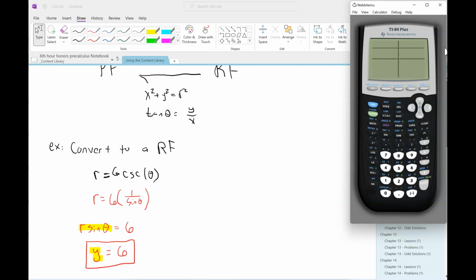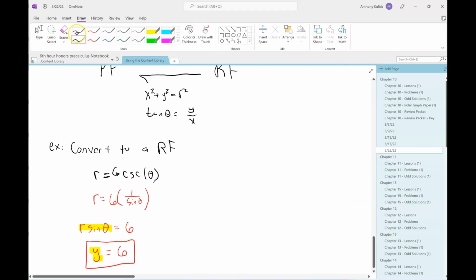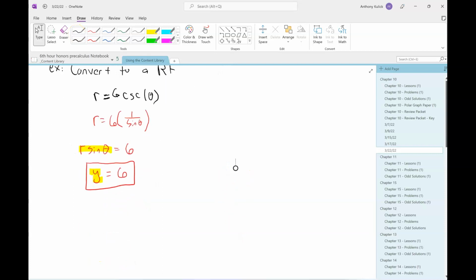Everybody feel okay there? Yeah, right? Not so bad. Mr. Kulik, does it get harder than this? Well, yeah, of course. What if we have r equals 6 cosine theta?